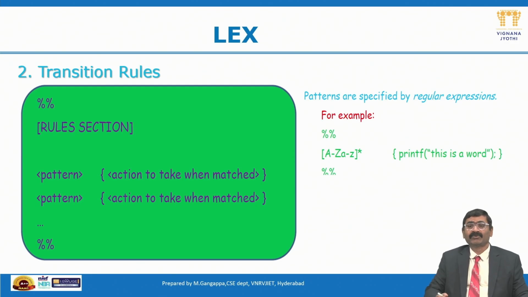Suppose you want to recognize a word. In order to recognize a word, first we need to write the pattern. Pattern is a regular expression. So the regular expression for recognizing a word can be written using the character class as capital A to Z, whole star. So this can recognize the characters one by one until that word is recognized. So whenever this rule is recognized, immediately it will print the word.